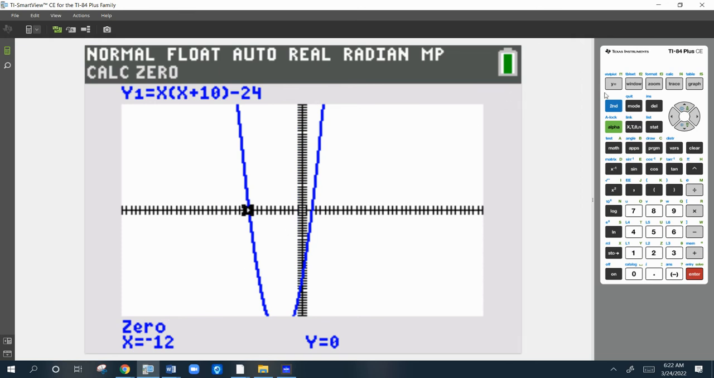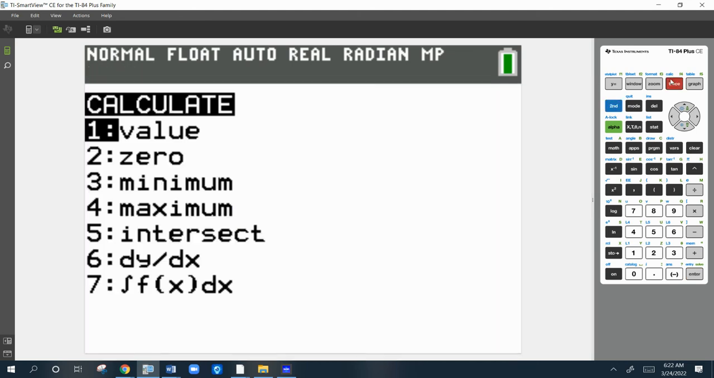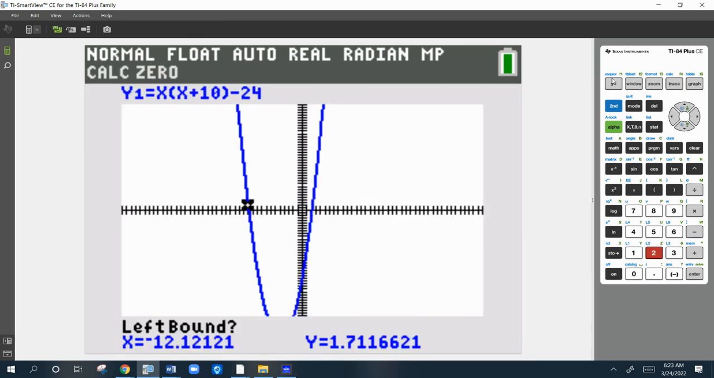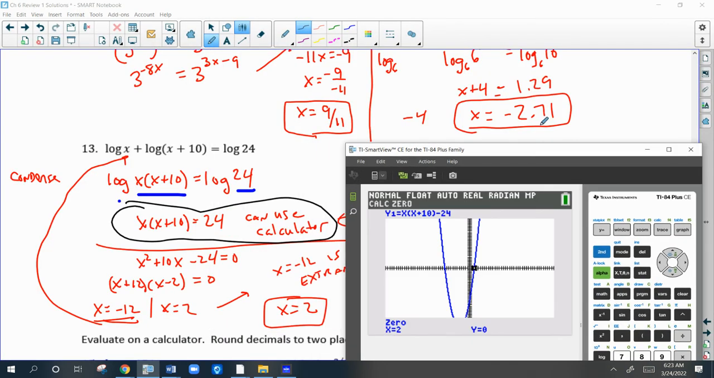Now I have to find this one. I'm going to do this one with the cursor because some people like to do it that way. So here's another way you could do this. Second calc 0. I'm looking for this one, so I have to be to the left bound. I am to the left of it right now. You just want to make sure you don't go to the left of the zero you're not looking for. So I'm safe to hit enter here. Then I'll go to the right. Now I'm to the right of it, enter, and then enter for a guess. 2. So what you would write down is we got negative 12 and 2.